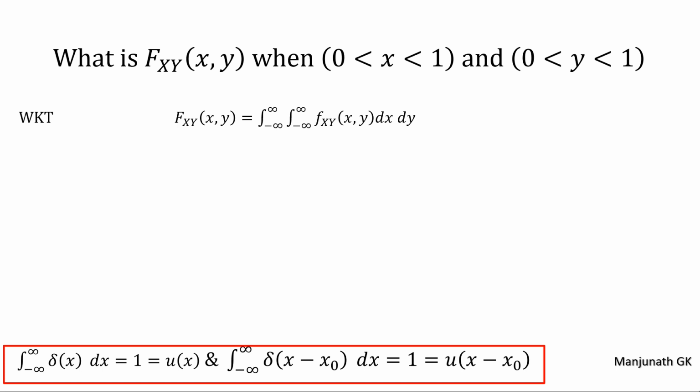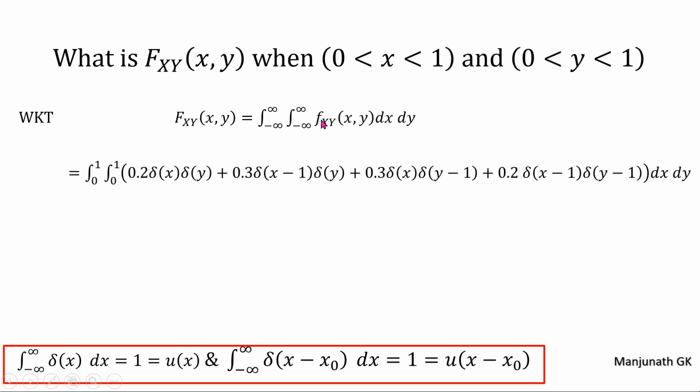Using the inverse relation of a PDF to find a CDF, a bivariate CDF can be calculated from a bivariate PDF by integrating it with respect to x and y. This is a property of a bivariate PDF that we already discussed. Substitute the value of the bivariate PDF, and change the limits from minus infinity to plus infinity to 0 to 1.